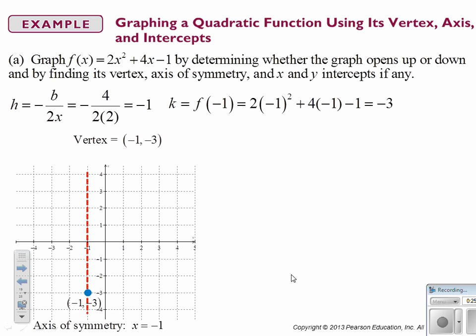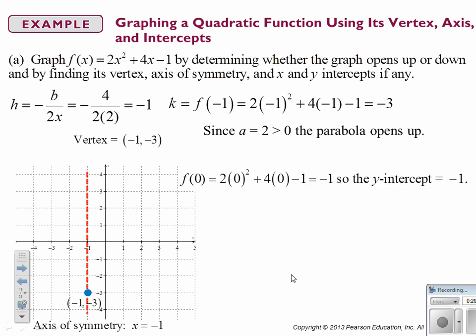My axis of symmetry is at x equals negative 1. Are we opening up or down? Up. So it's going to be a smiley face. And it's by a factor of 2, so instead of going over 1, up 1, we're going to go over 1, up 2.